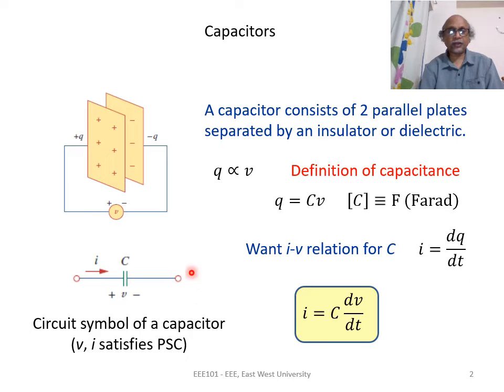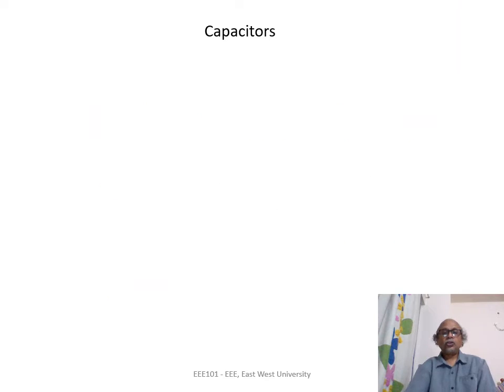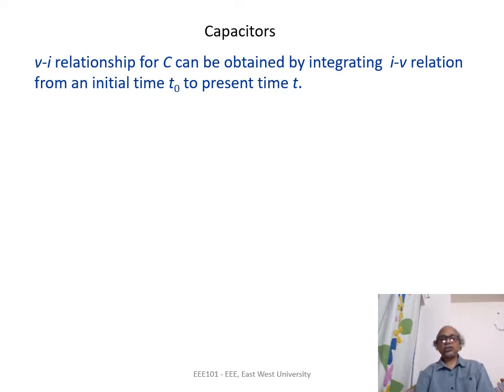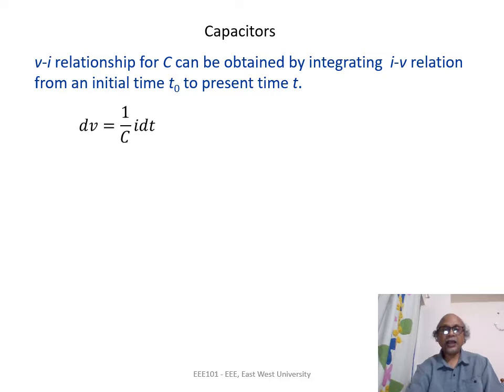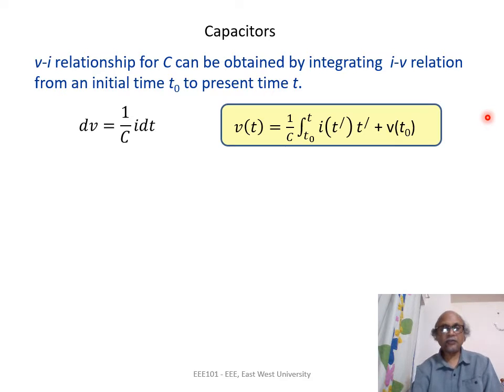The circuit symbol of a capacitance in an electrical circuit is given by this symbol, and note here that the current and the voltage of this equation satisfy passive sign convention. To obtain the relationship between voltage and current, that is the VI relationship, we integrate the IV relationship, this one, from an initial time t0 to the present time t. If we integrate both sides from t0 to t, we get this equation.